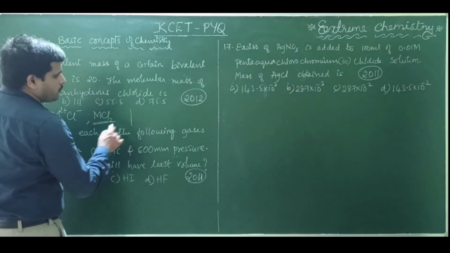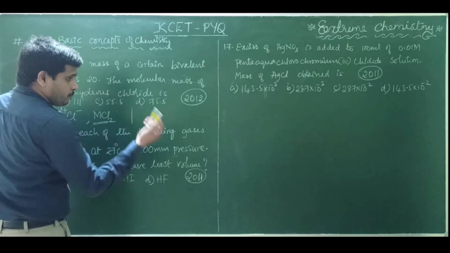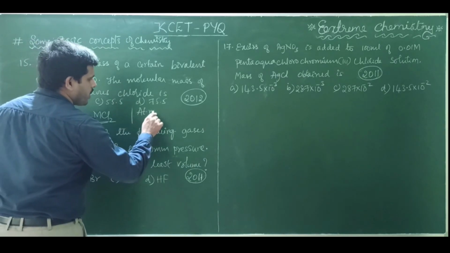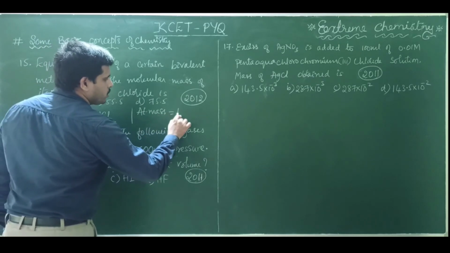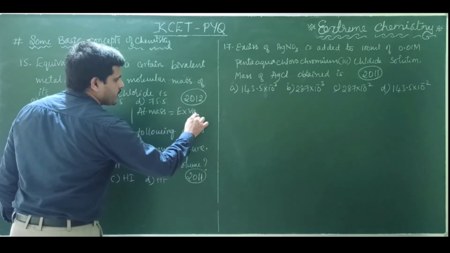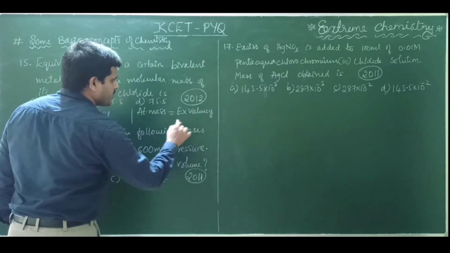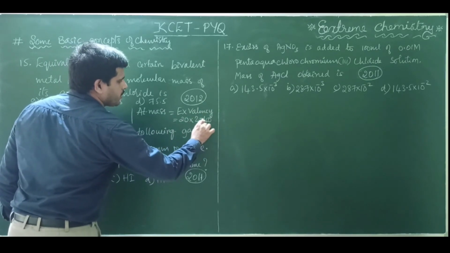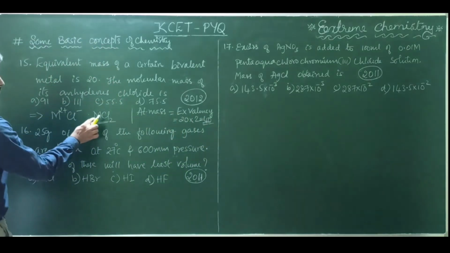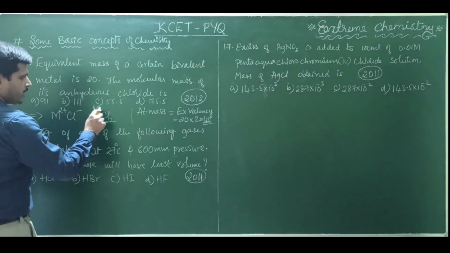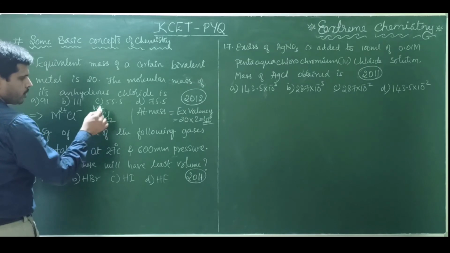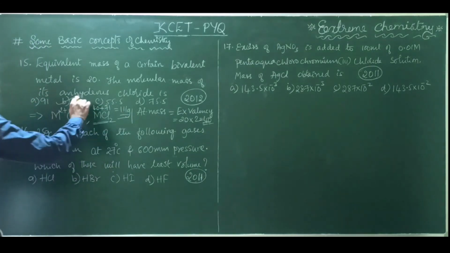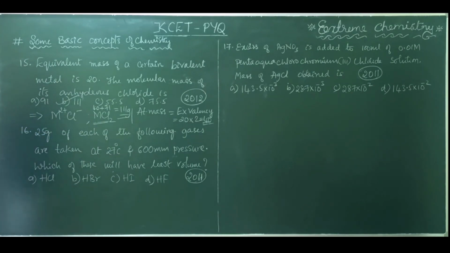So we'll do that with the formula. What is the formula? You know that, or you're supposed to know that. Atomic mass is equal to equivalent mass into valency. So this is a basic formula, isn't it? So equivalent mass is 20, valency is 2, that is equal to 40. So the atomic mass of the metal is 40 and that of chlorine is 71, so that is 111 gram. So option B is your right answer in this case.